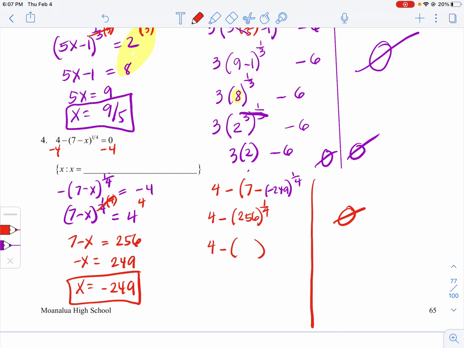4 minus, I can rewrite 256. So technically what I would do is I would make a 4 out of it. But I don't have to because I already have that over here. So this is 4 to the power of 4. And this is power of a power. You can multiply the 4 times 1/4. That's 4 times 1/4, isn't it a 1? So that is going to be just 4. So 0 on the left, 0 on the right. So negative 249 would be our final answer.